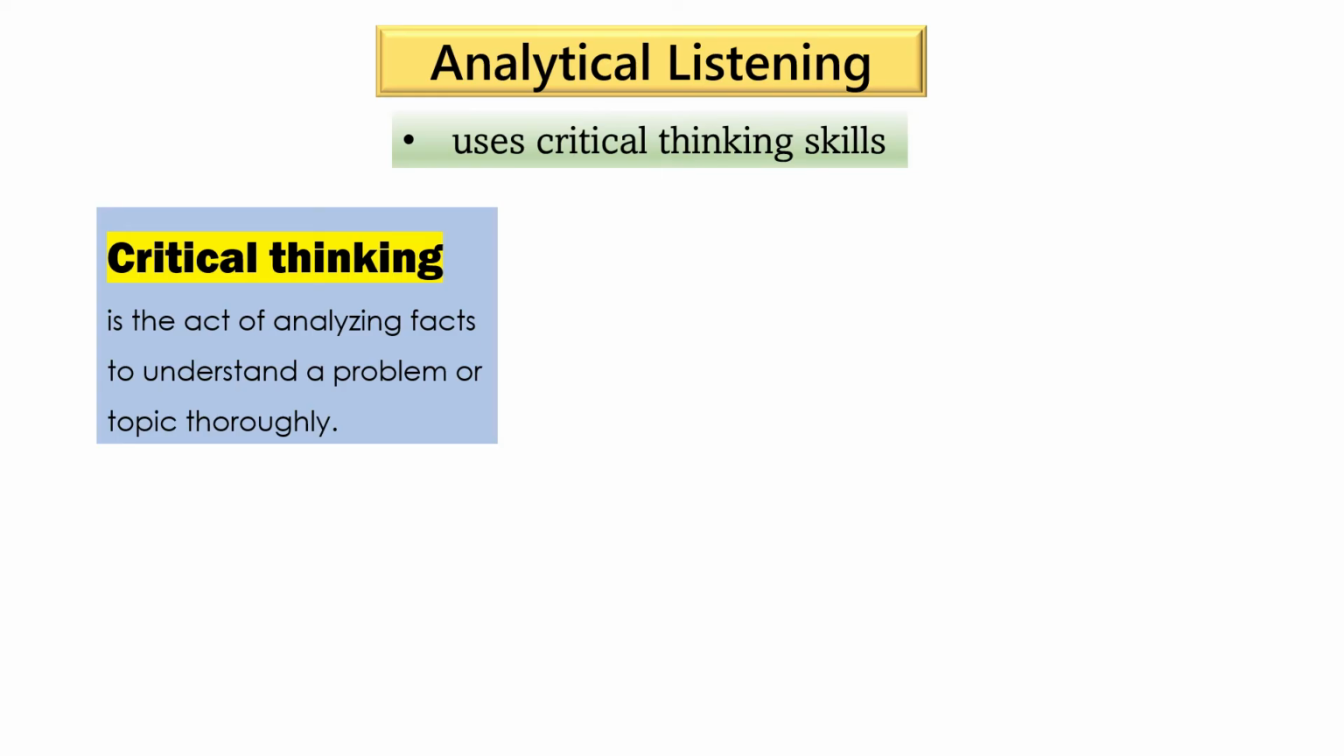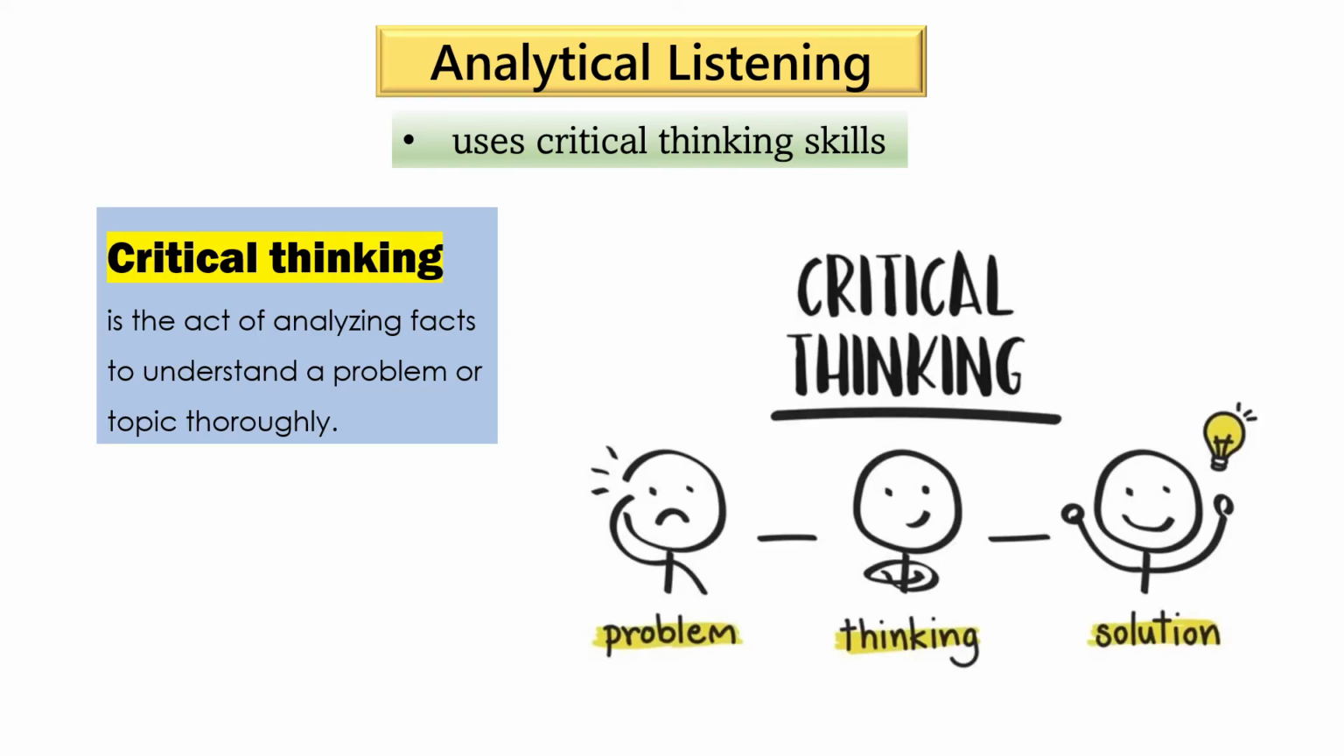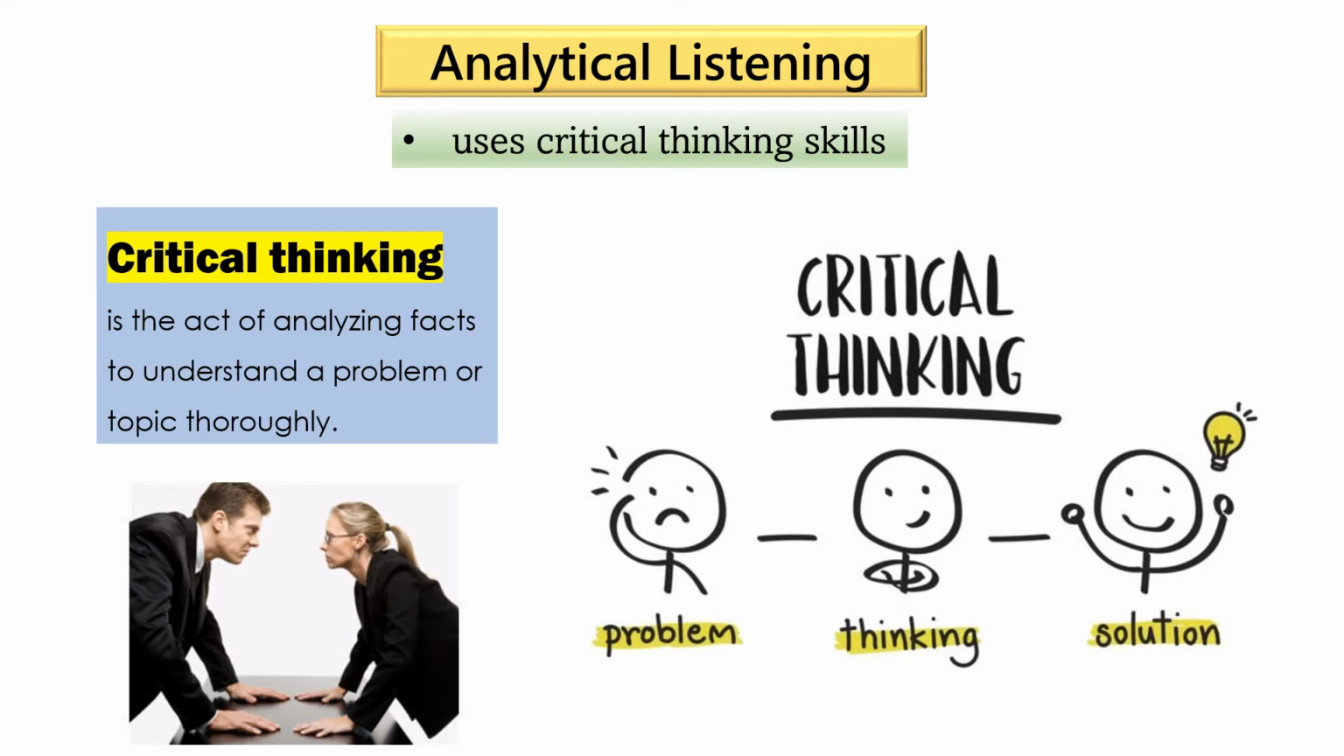Critical thinking is the act of analyzing facts to understand a problem or topic thoroughly. The critical thinking process typically includes steps such as collecting information and data, asking thoughtful questions, and analyzing possible solutions. For example, if you're working in human resources and need to resolve a conflict between two employees, you will use critical thinking to understand the nature of the conflict and what action should be taken to resolve the situation.